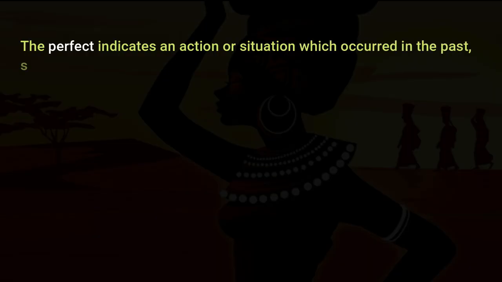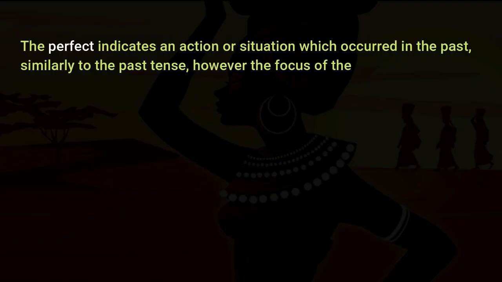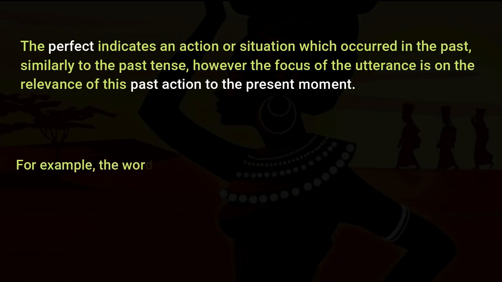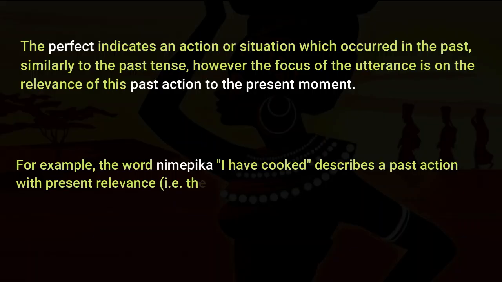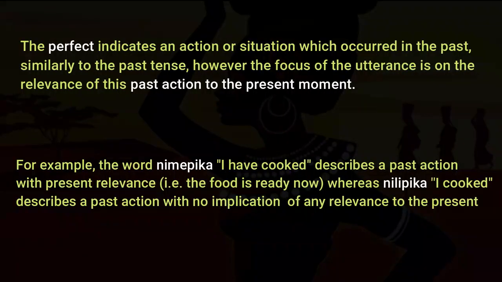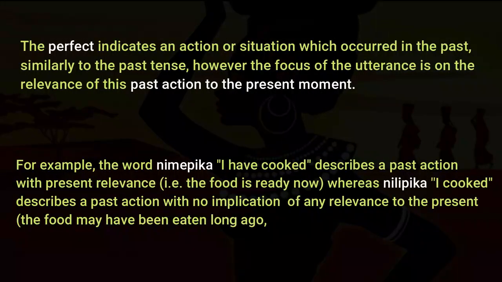The perfect indicates an action or situation which occurred in the past, similarly to the past tense. However, the focus of the utterance is on the relevance of this past action to the present moment. For example, the word nimepika, I have cooked, describes a past action with present relevance. That means the food is ready now.